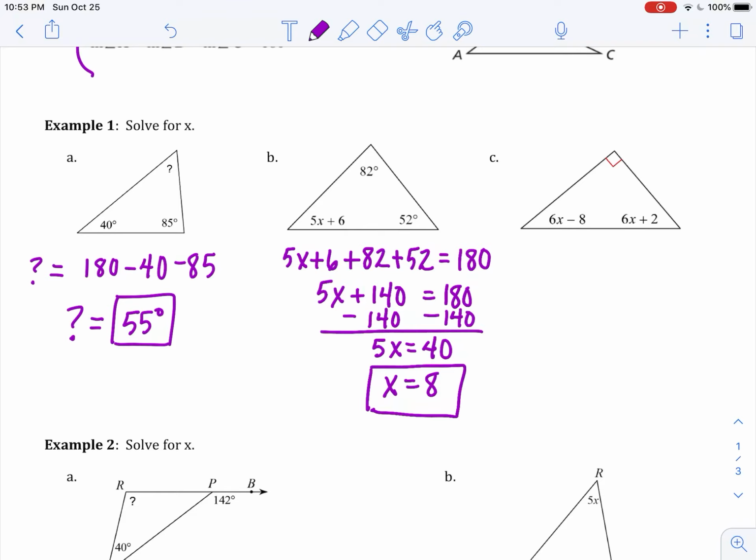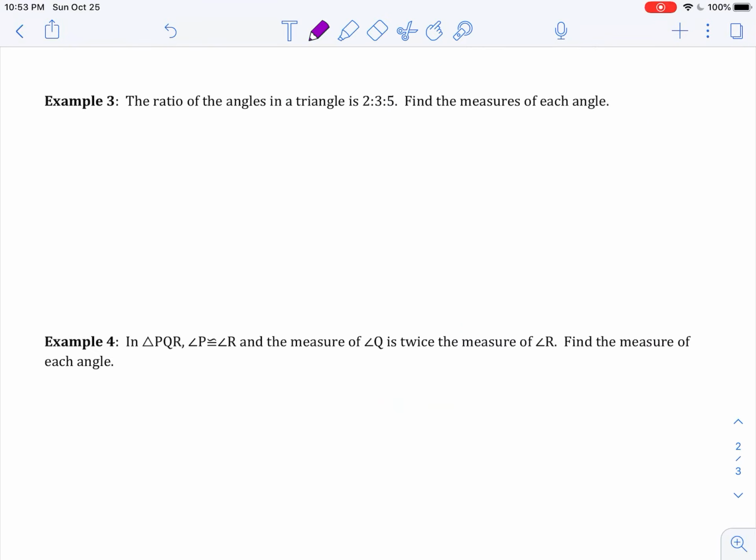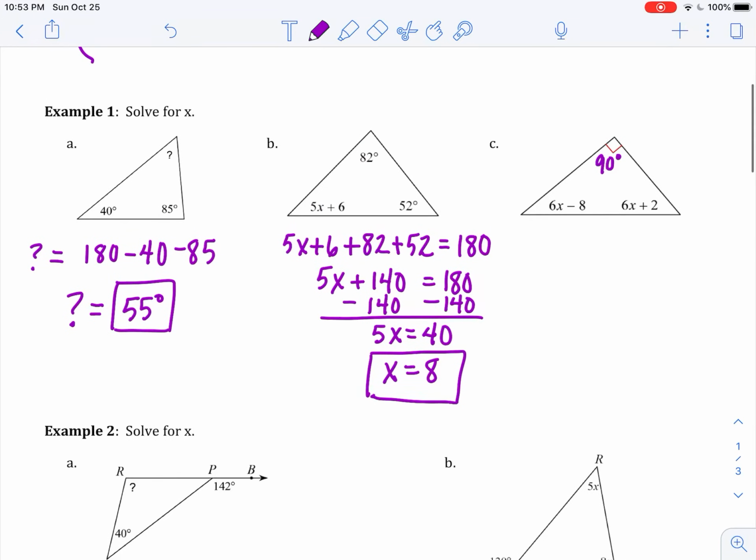And then in the next one, example 1c, don't forget that you have to do all three angles in the triangle. So that little box in the corner we know to be 90 degrees, right? We have to remember that that is 90 degrees. So it should be included when you add up the three angles. So we would have, whoops, sorry about that. We would have our 6x minus 8 plus our 6x plus 2. Plus our 90 degrees. Again, we have to always add up all three angles in the triangle.